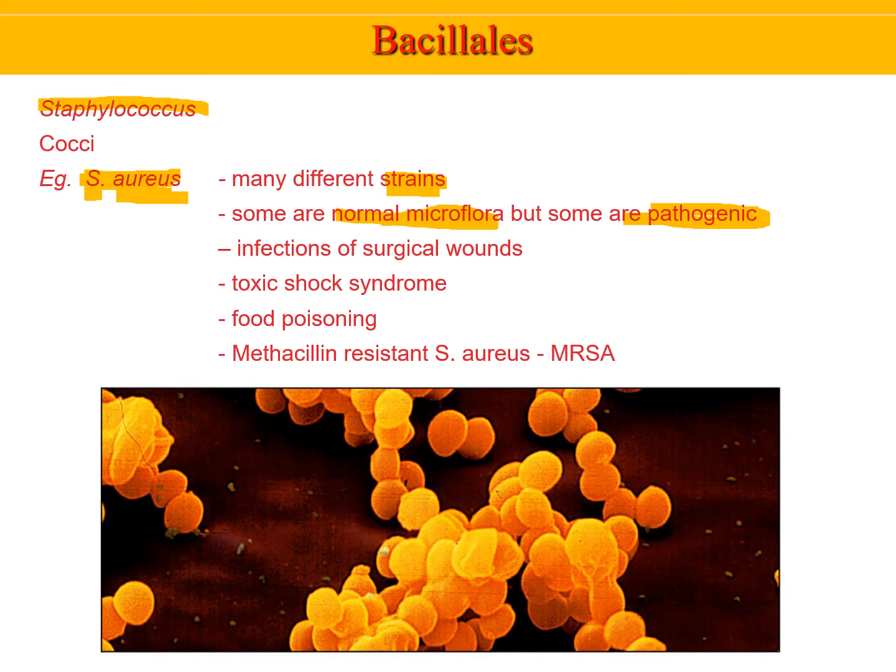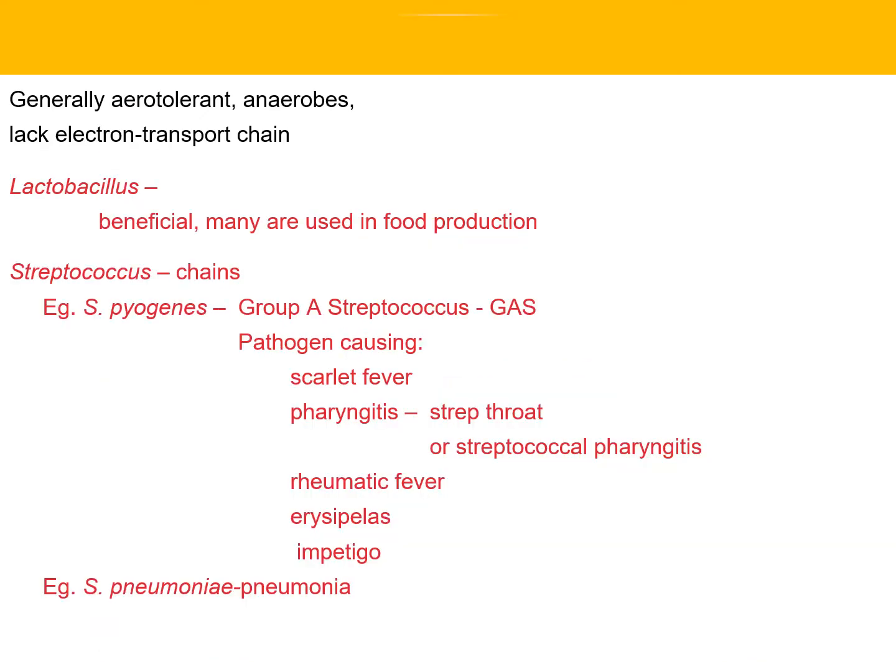They can cause infections in surgical wounds, and they can also cause quite a serious disease process called toxic shock syndrome. They are sometimes responsible for food poisoning, and of course the one that people are familiar with is the methicillin resistant Staphylococcus aureus, or MRSA, which can cause problems and infections, particularly because it cannot be treated with methicillin.